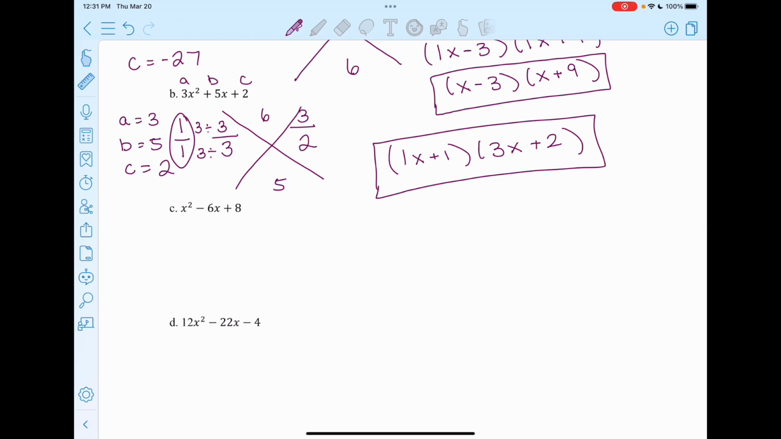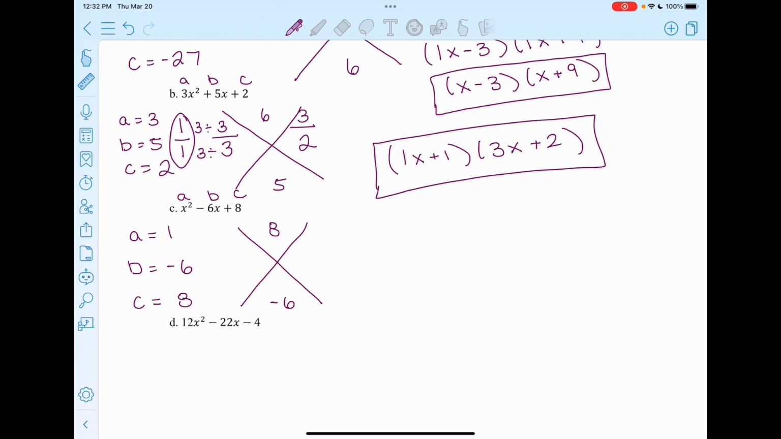In C, labeling my a, b, and c values. A is 1, b is negative 6, and c is 8. 1 times 8 is 8, and negative 6 goes on the bottom. Notice how I want to multiply to a positive number, but add to a negative number.